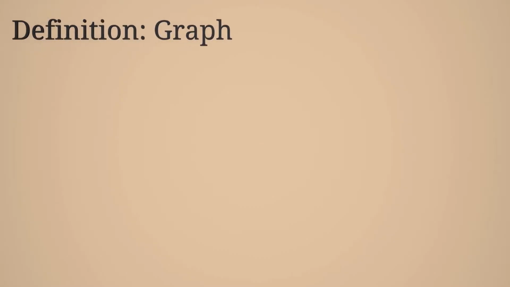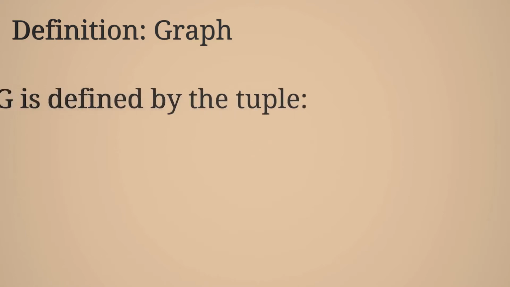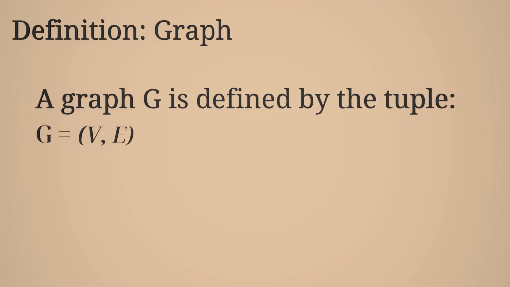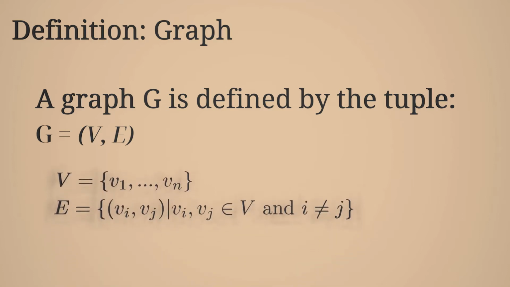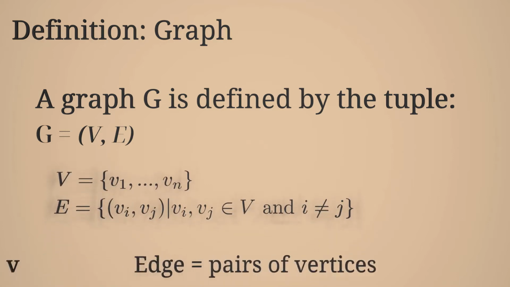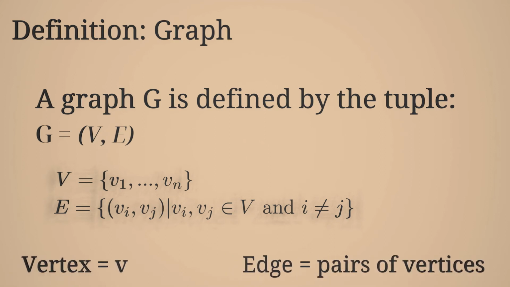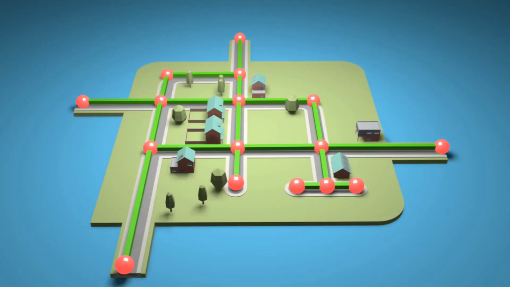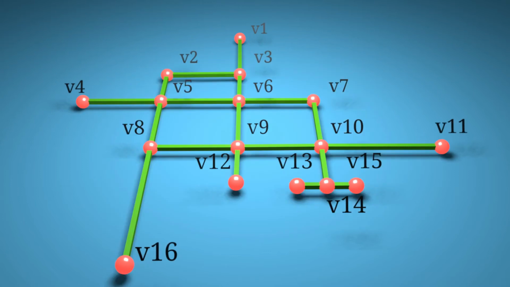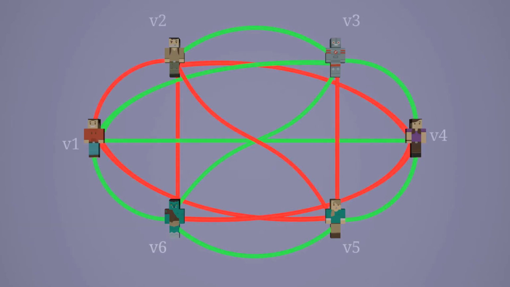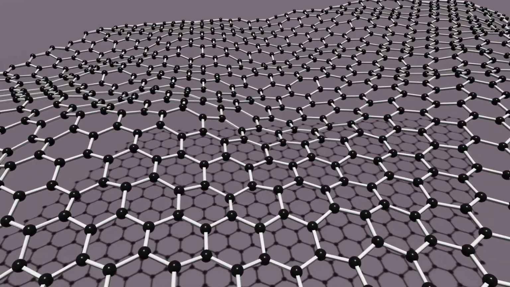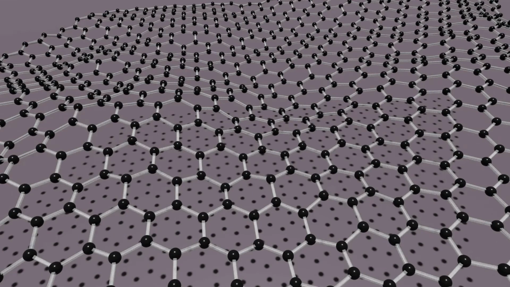Studying these real-world networks can be abstracted into a mathematical structure known as a graph. Formally, it is a tuple of 2 sets, the non-empty set of vertices, or nodes, and the set of edges, or lines. Looking at our examples, we can see vertices as the road intersections in the city, or the people in our social network. For the sheet of graphene, we can see each carbon atom as a node.